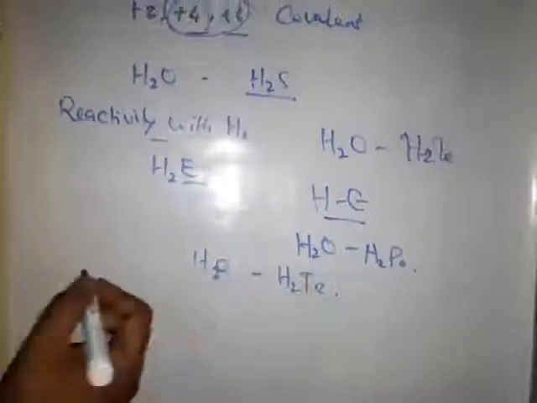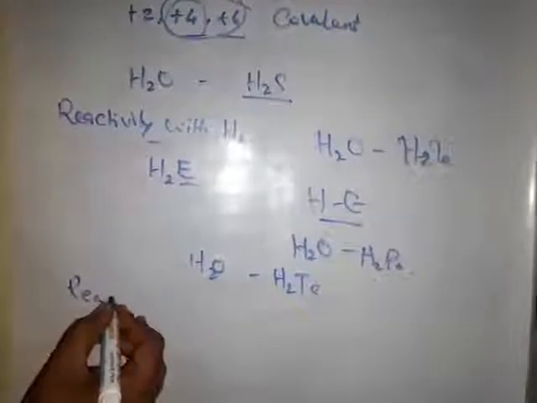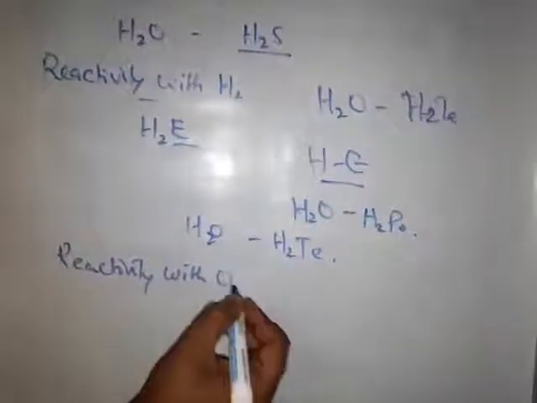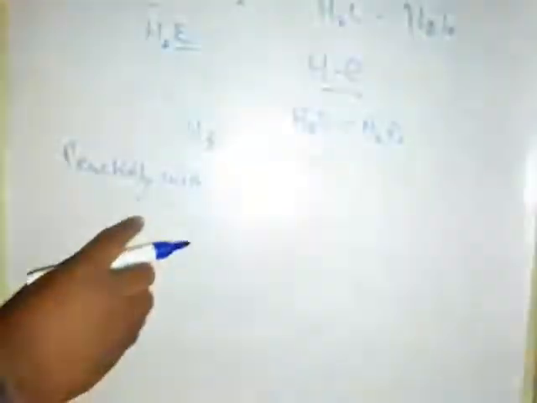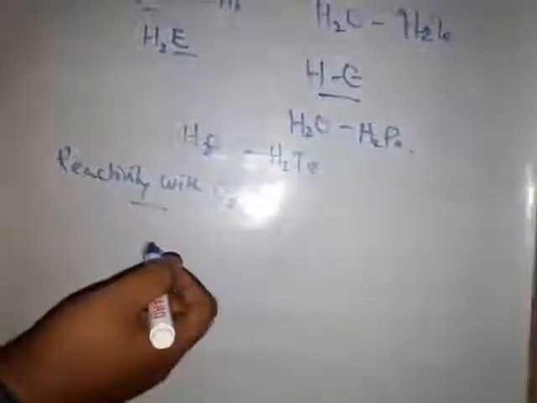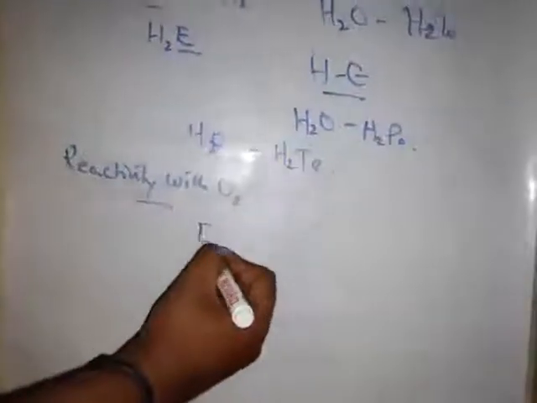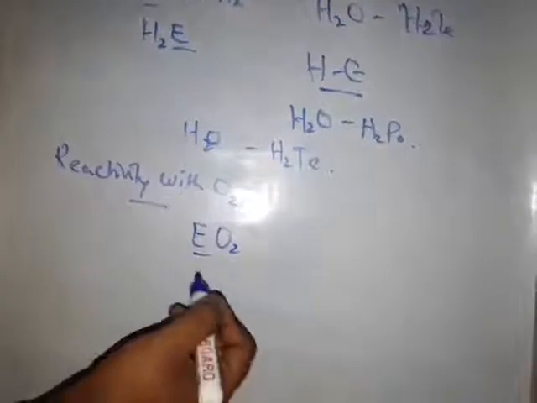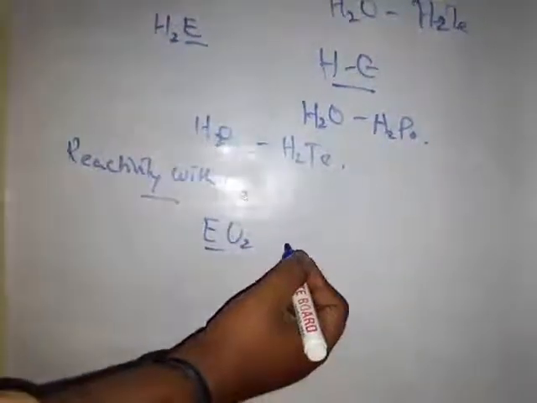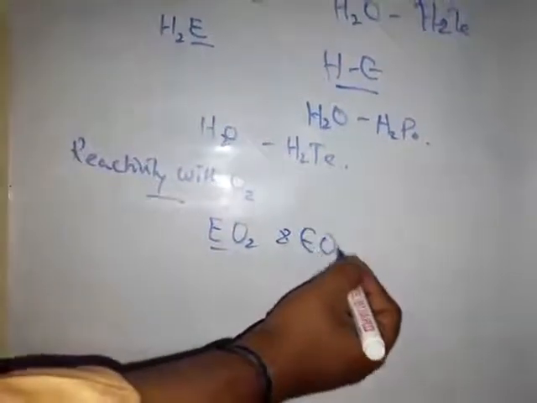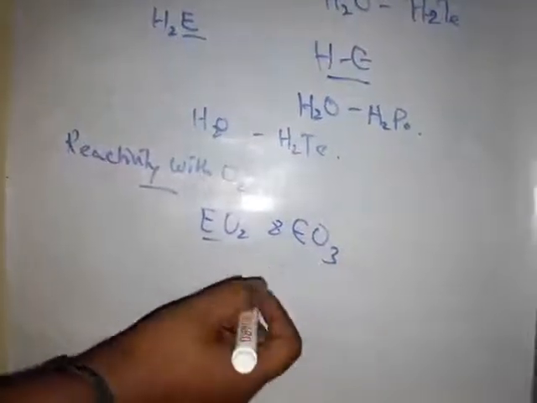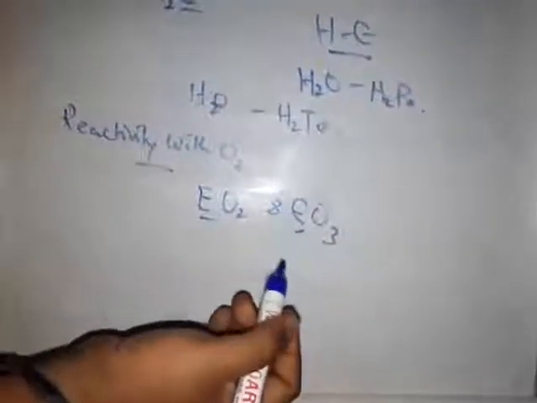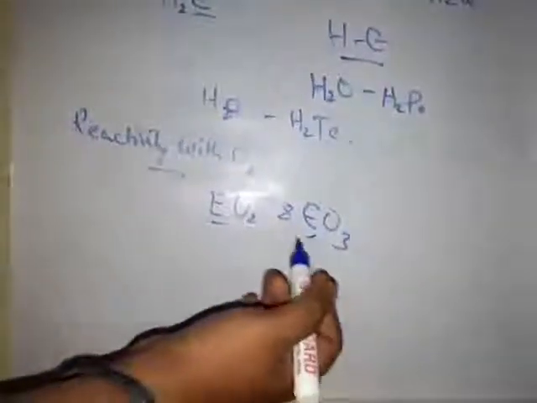Then reactivity with oxygen. All group 16 elements form oxides of the type EO2, the dioxide, and EO3, the trioxide. Here E indicates sulfur, polonium, tellurium or selenium. So these are the elements.